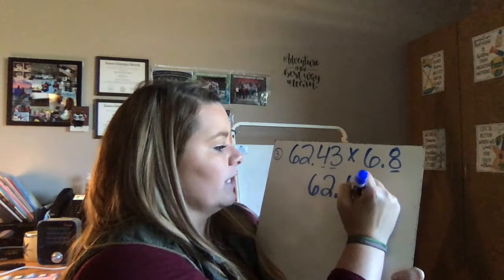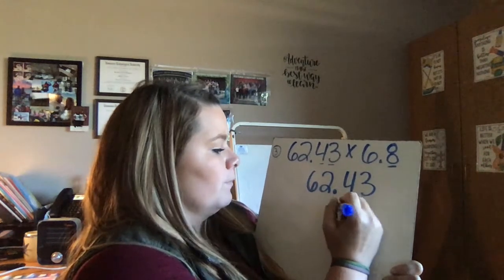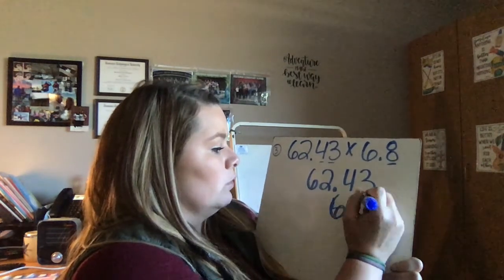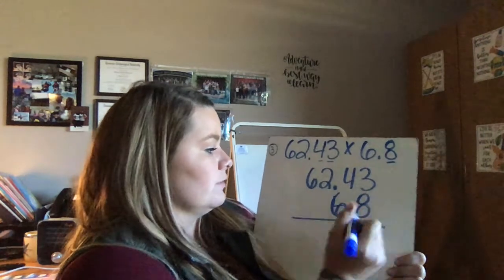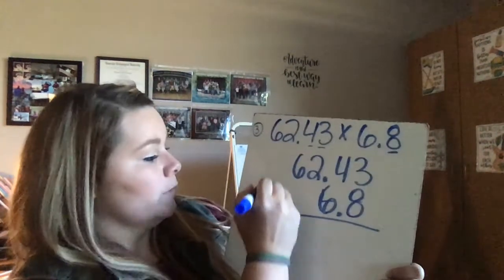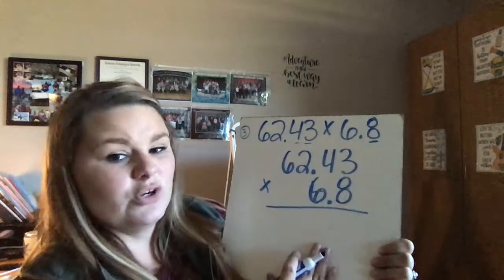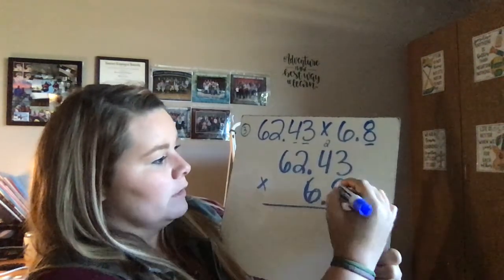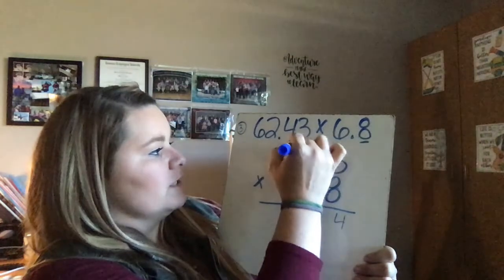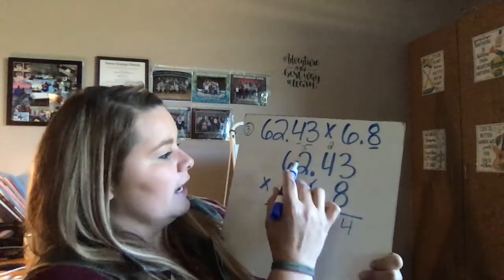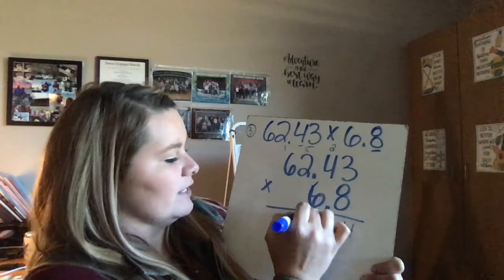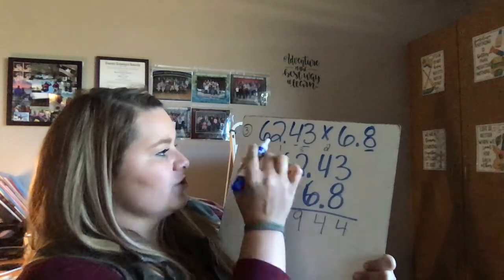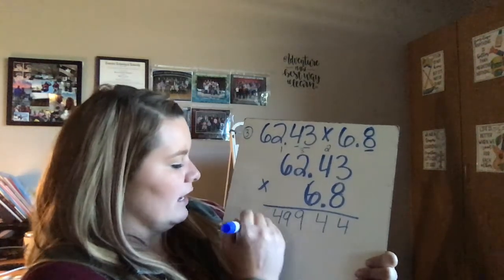We don't have to line up our decimals or anything because we're just pretending that they are whole numbers. Okay, so we're going to multiply and just kind of ignore those decimals. So 8 times 3 is 24. 8 times 4 is 32, plus 2 is 34. 8 times 2 is 16, plus 3 is 19. 8 times 6 is 48, plus 1 is 49.